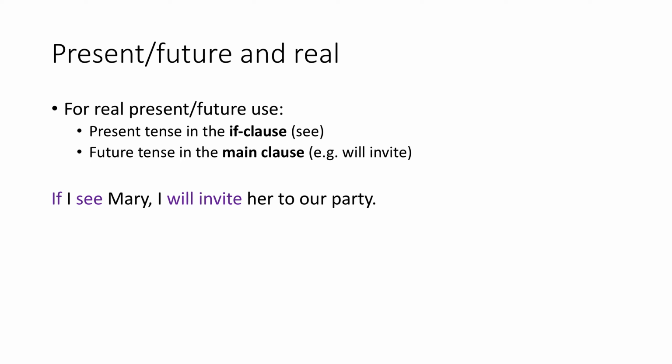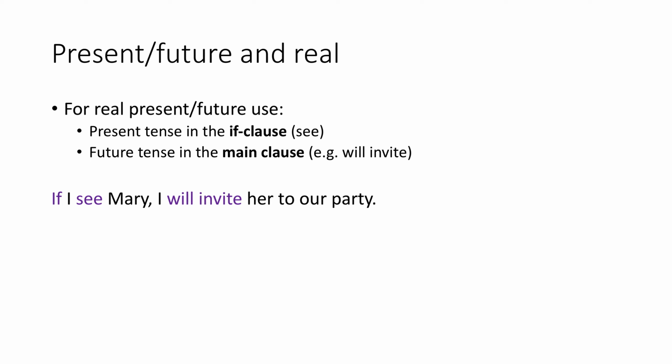So in this case, if I see Mary, I will invite her to our party, both the condition and the result are possible. So it is possible that I see Mary today or tomorrow or right now. Doesn't matter. So it's related to present and future, and it is a possible situation. I'm not imagining this.